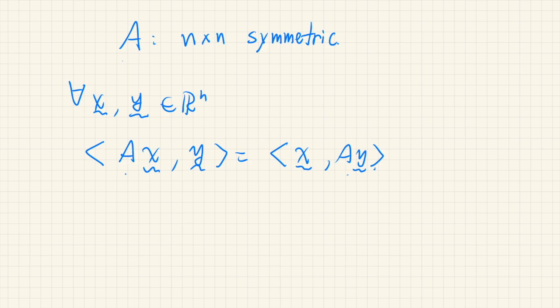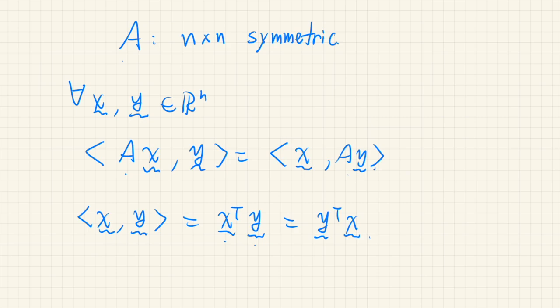To prove this, it is useful to note the following property about the inner product. Any inner product between x and y can be considered as the matrix product between x transpose and y. Here, a row vector x transpose is interpreted as a 1 by n matrix, and the column vector y is interpreted as an n by 1 matrix. And of course, this is also equal to y transpose times x.